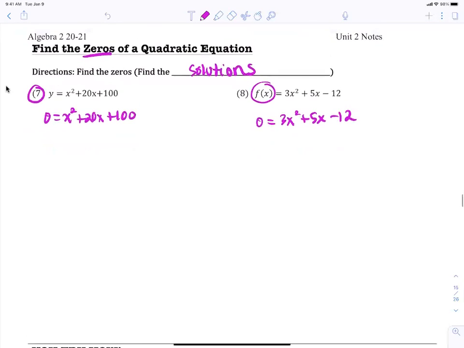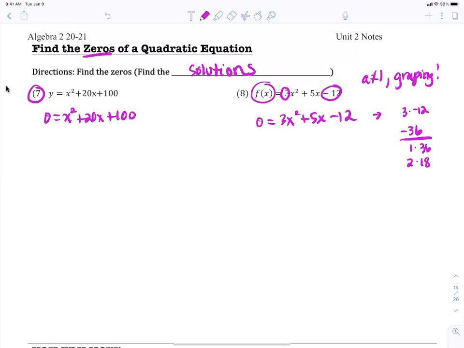I'm going to do number 8, just because this one is a little bit more involved, especially because a does not equal 1, which means this is a case where we're going to involve grouping. So I always start, and I always do this off to the side, by taking the a term and multiplying it by the c term. So I'm going to do 3 times -12, and we are going to get -36. And I'm going to start by finding all the factors of 36. So we could do 1 and 36. There's a lot of them here, sorry about this. 2 and 18. You could do 3 and 12.